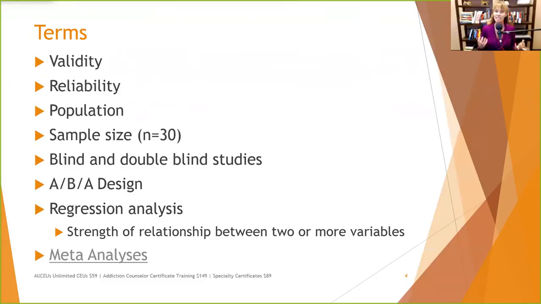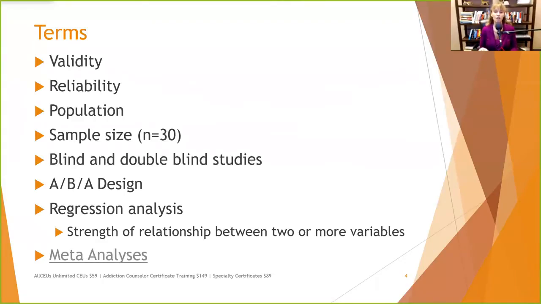ABA design is less important in terms of research that you might do to enhance your own practice. What you do want to look at is always making sure that you've got a control group and a treatment group. Regression analyses are things that you can run, and I will show you 2 online tools that you can use to identify the strength of the relationship between 2 or more variables.